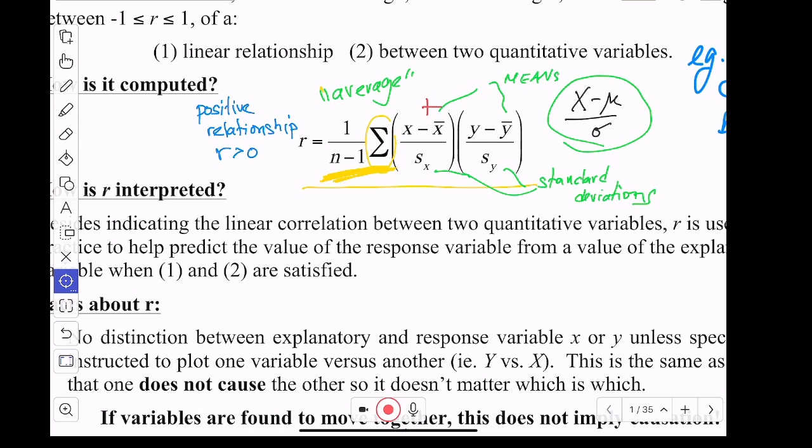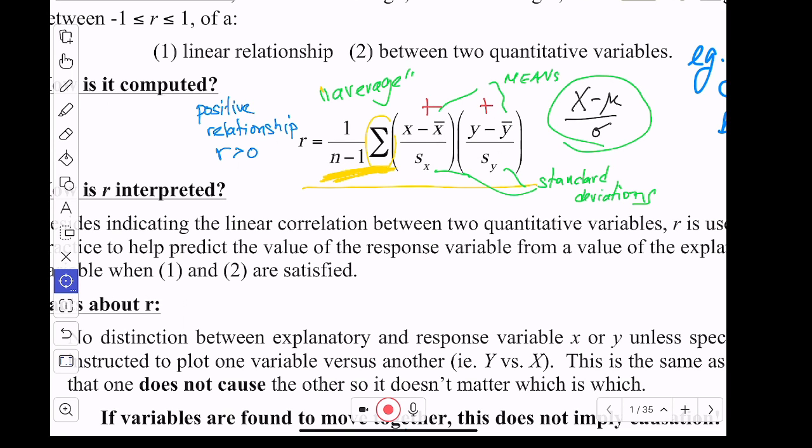If y behaves the same way, then when y is above its mean, the standardized term will be positive. So we'll be multiplying a positive times a positive. And if we keep doing that because it keeps on happening, then we're going to be adding a bunch of positives into our total before we average. That's what's going to create a positive R.